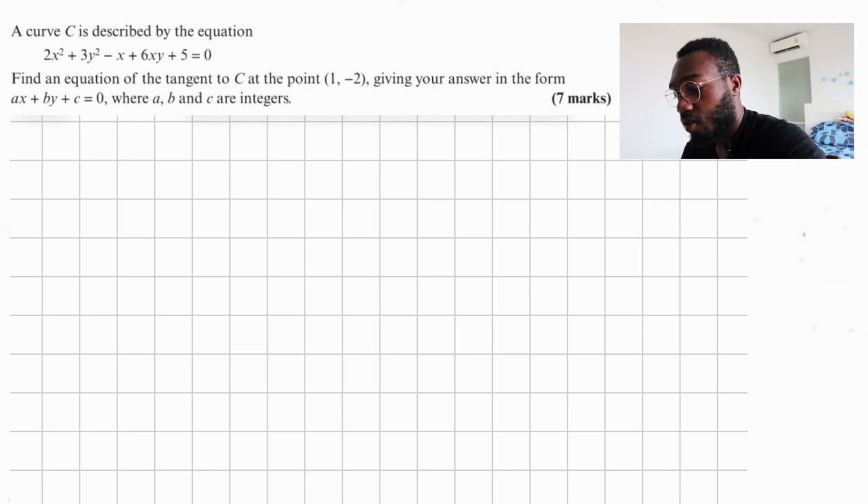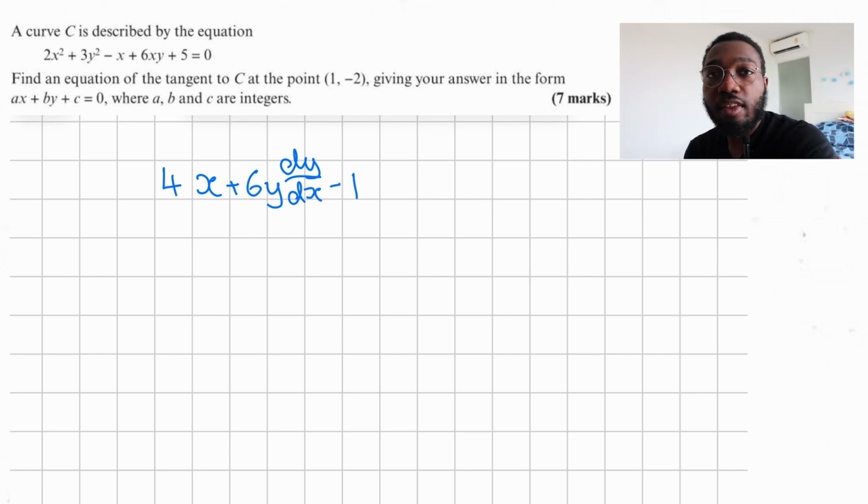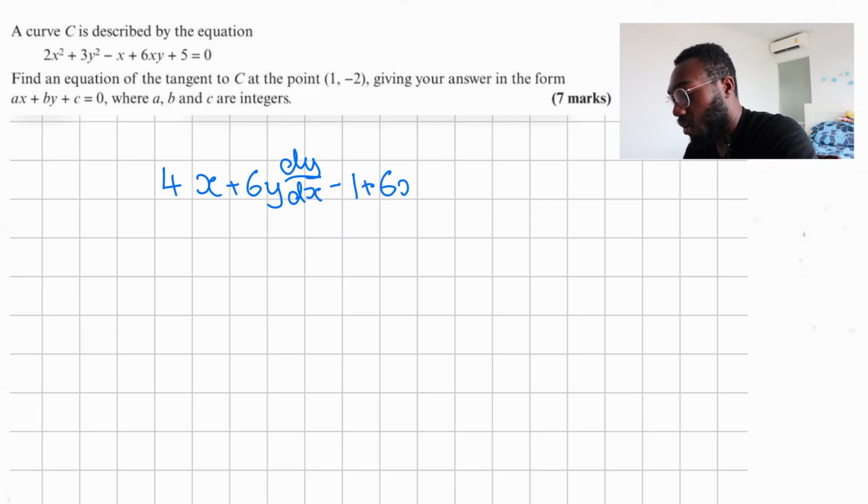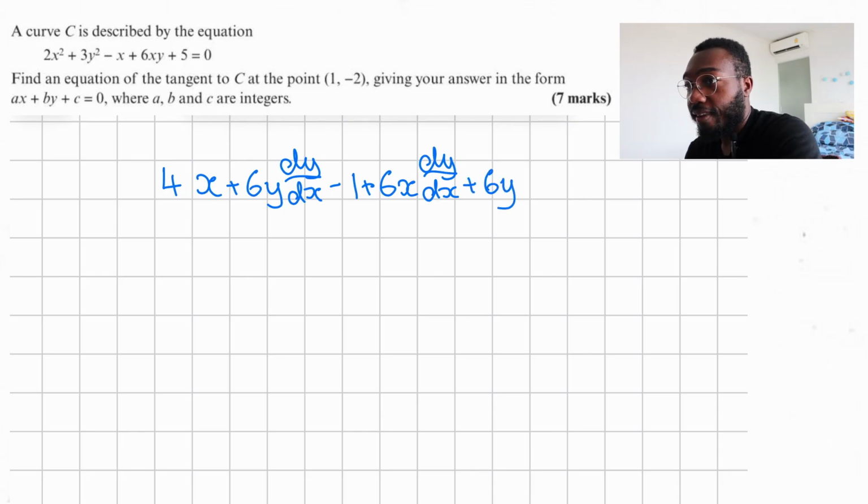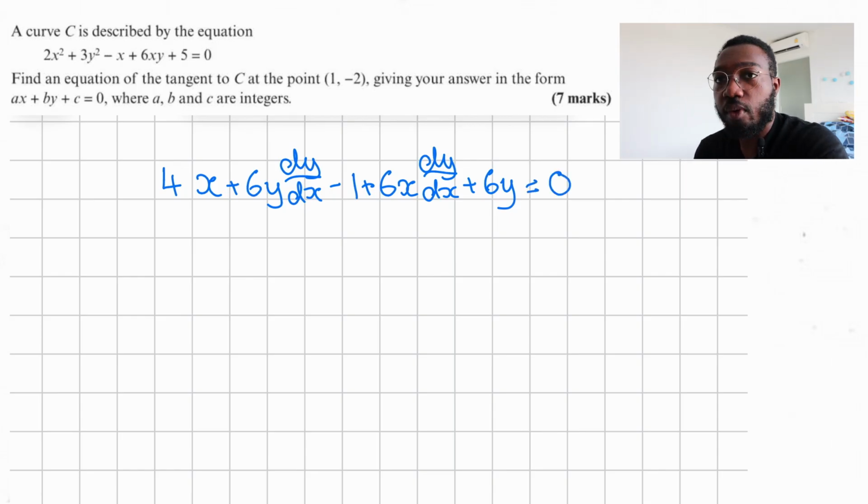So first things first, we will differentiate everything with respect to x. So that first value would be a 4x. That 3y squared, that will go to a 6y dy over dx. Then we get a minus 1. And then for this one, we can use a product rule. I'm just going to do that in my head to save time. So what would we get? Well, we'd get a 6x dy over dx, okay? And then we would get a 6 plus 6y. That 5 would just go to nothing. And then, again, we're just left with 0.